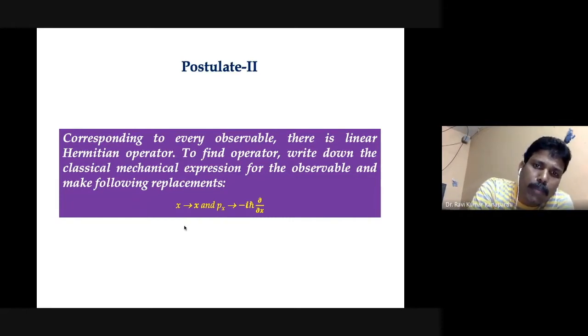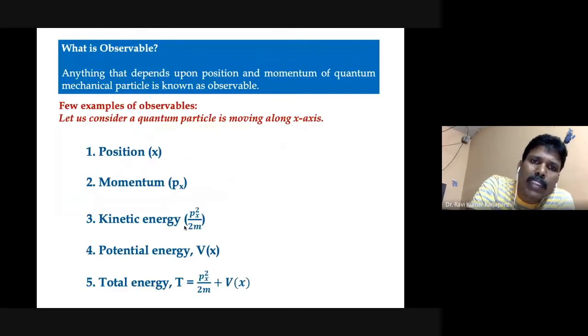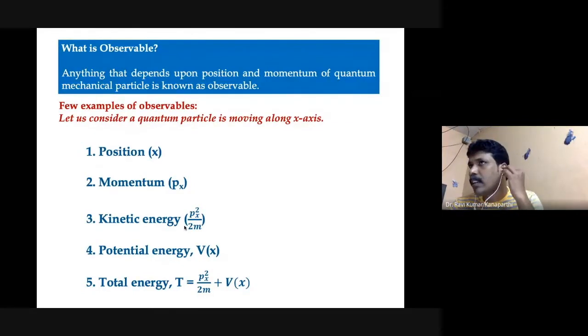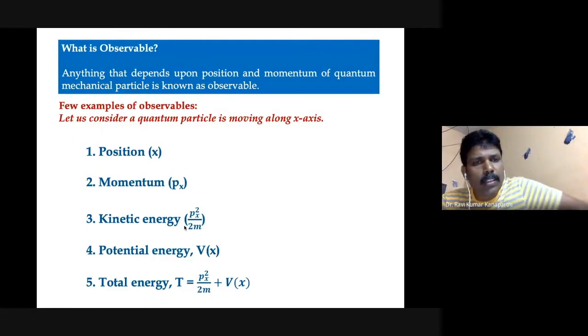So what is an observable, first of all? The observable can be anything which depends upon the position and the momentum of a quantum mechanical particle. Suppose you consider a particle moving freely in one particular direction. Our quantum mechanical particle is moving freely, which means there is no external force acting on the particle.